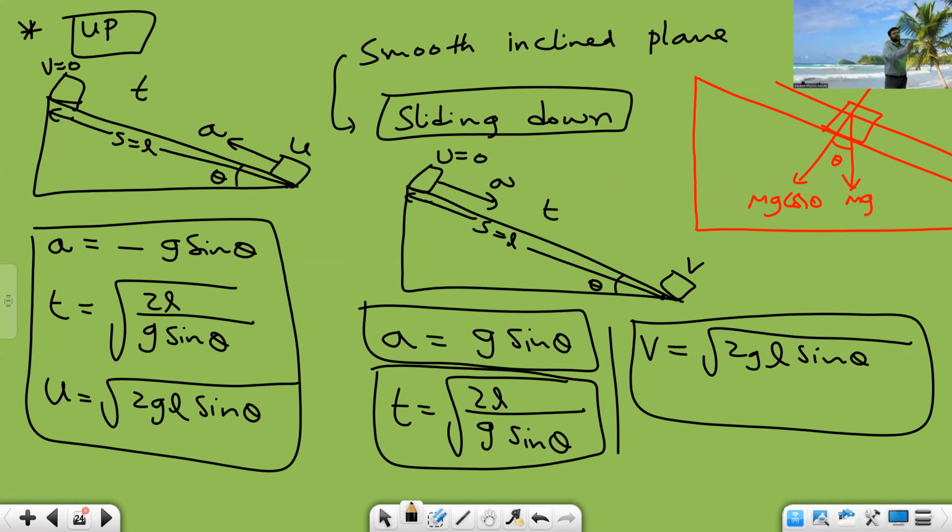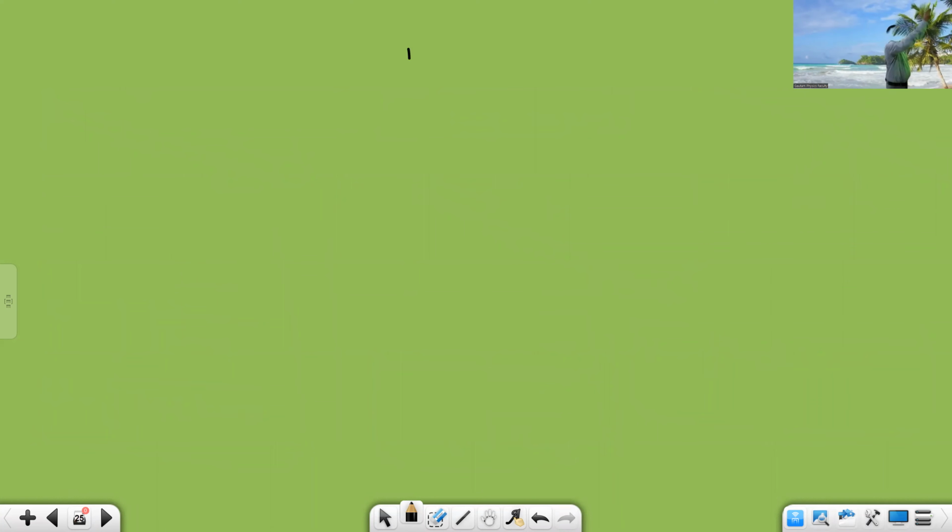The only difference between sliding down and sliding up is that while coming down a is equal to g sin theta, and going up a is equal to minus g sin theta. That's all. Other than that, we don't find much difference in the formulas. Here the velocity of projection corresponds to the velocity of reaching the bottom. There, v is the velocity of reaching the bottom; here, u is the velocity of projection. There is a time for coming down and a time for moving up. Like that, we have to write here for the smooth inclined plane. Fine. Now let us observe the rough inclined plane.